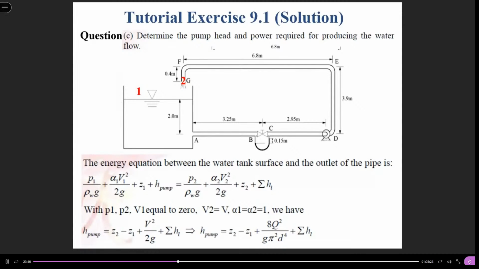And now, question C, determine the pump head and power required for producing the water flow. How to solve this question? Firstly, write the energy equation between the water tank surface and the outlet of the pipe. Right? This one.